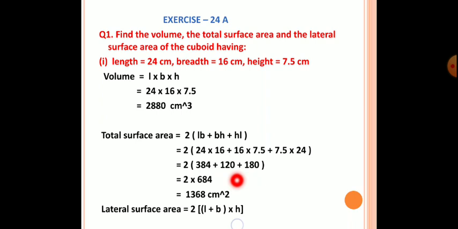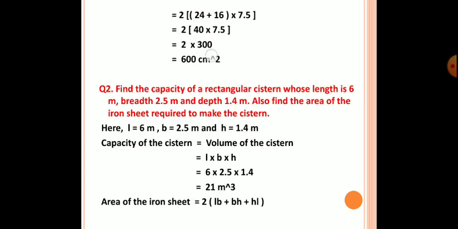Next we have to find the lateral surface area. Lateral surface area of a cuboid equals 2 into length plus breadth into height. So 2 into length 24 plus breadth 16 multiplied by height 7.5. So 2 into 24 plus 16 is 40 multiplied by 7.5. On multiplying this we'll get 300 in the next step. So 2 into 300 is equal to 600 centimeters square.